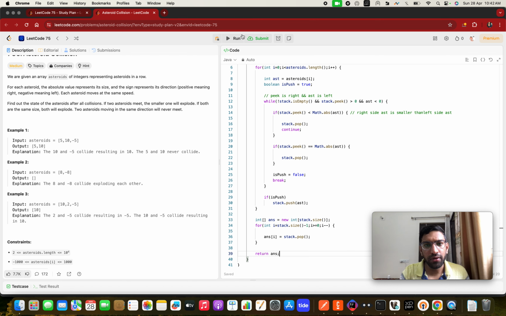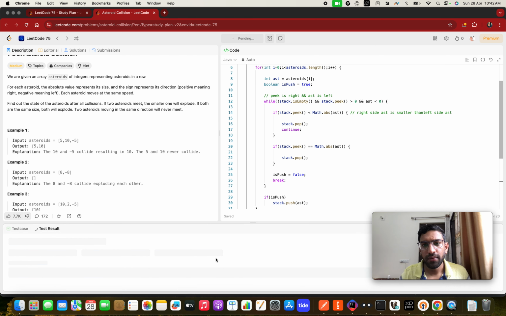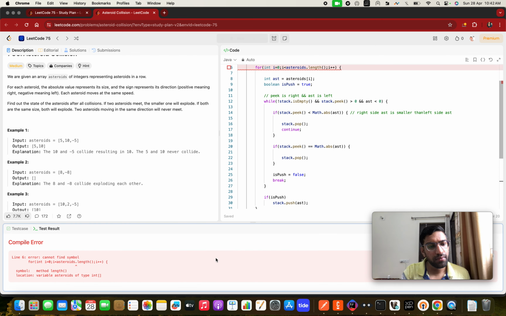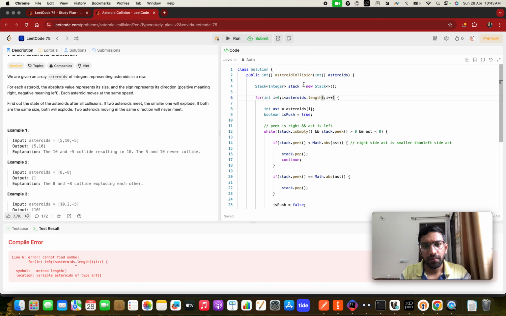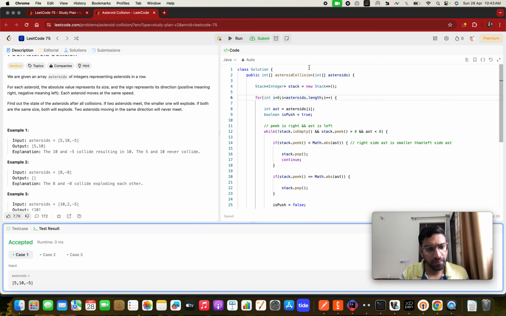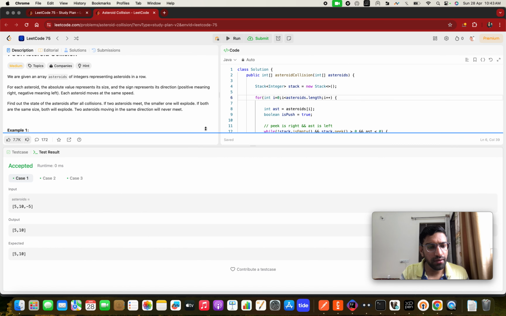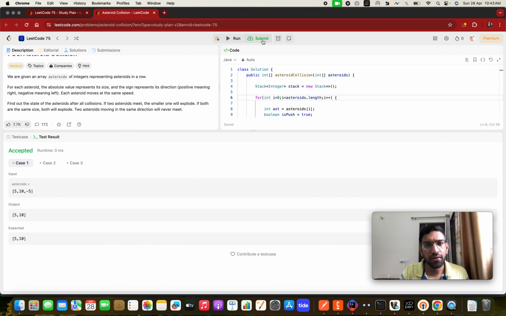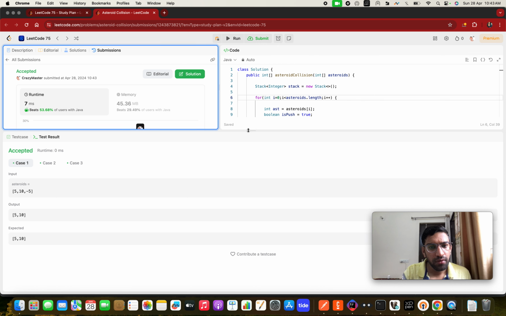Let's try to run our test case. Okay, so our test case is working. Let's submit the solution also. So our solution is also working.